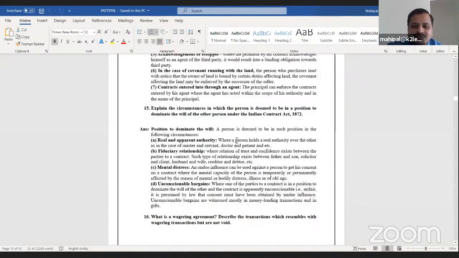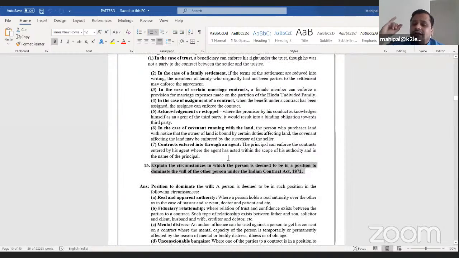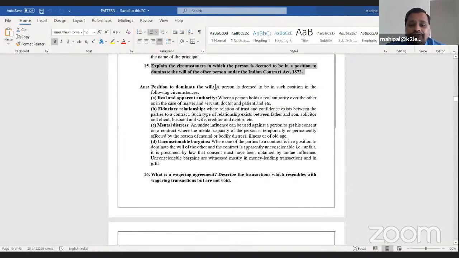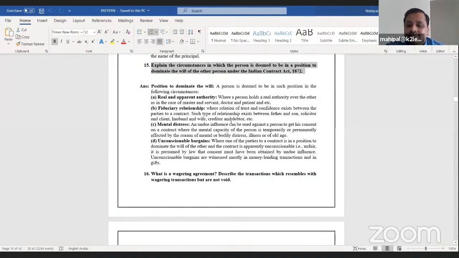Great. Next. Explain the circumstances in which the person is deemed to be in position to dominate the will. Again, what are the various circumstances? If you remember 3 or 4 circumstances: real and apparent authority, fiduciary relationship, old age, illness or sickness, and unconscionable bargains. These are pre-assumption to the domination of will. Am I clear?